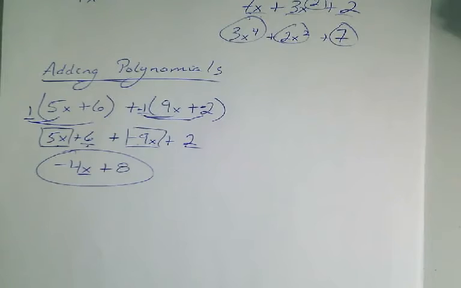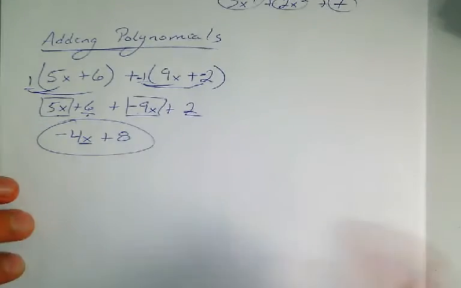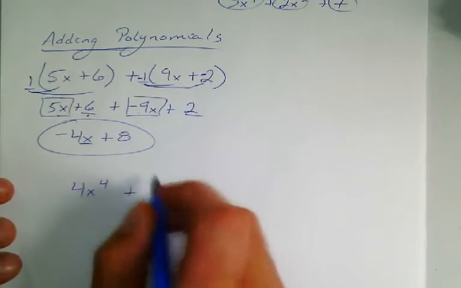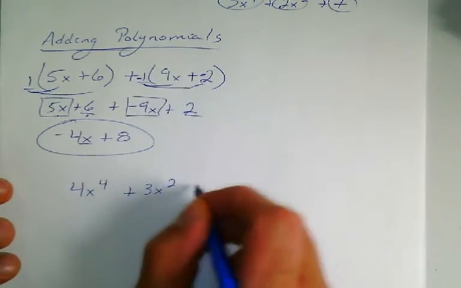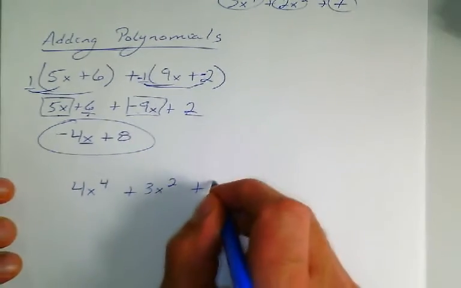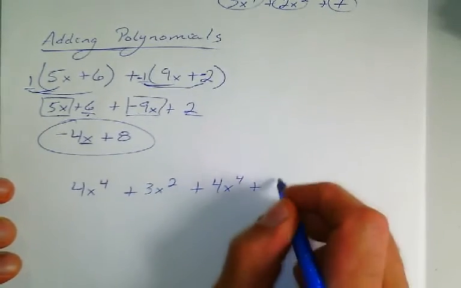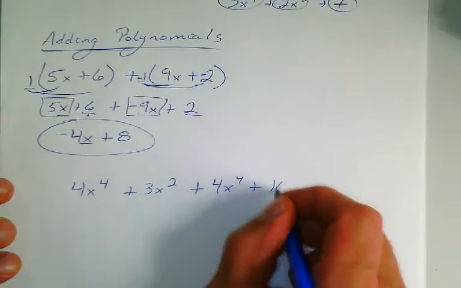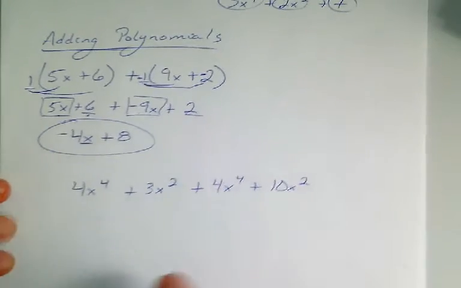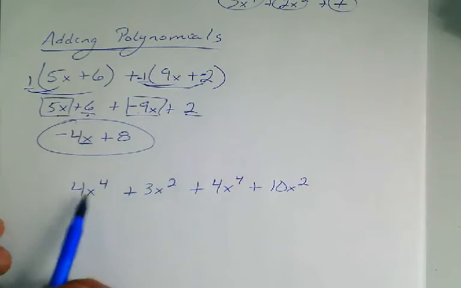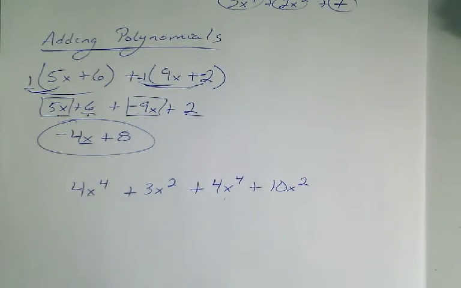You may also see some examples where you have something like 4x to the 4th plus 3x squared plus 4x to the 4th again plus, let's say, 10x squared. Keep it kind of simple. So this is a polynomial. I have 1, 2, 3, 4 terms right now. Now there's some combining though. I don't have any distributing because I don't see any parentheses, but there is combining.